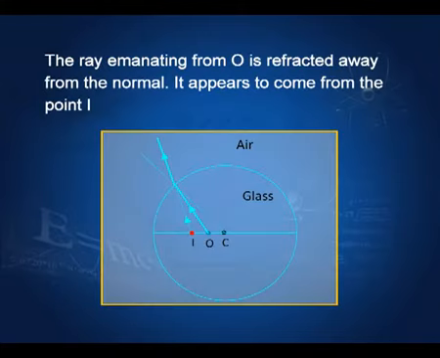Take another example. We have this ray from O, and the normal is from the center. Obviously, the radius is normal, and therefore, this gets refracted, and since the air is outside, the angle of refraction is larger than the angle of incidence, and the ray seems to be coming from the point I. We may say that I is the image of O, because if you see from outside, the rays seem to be coming from I.